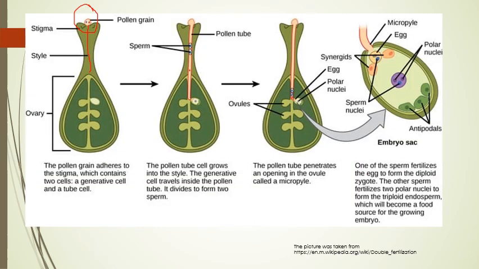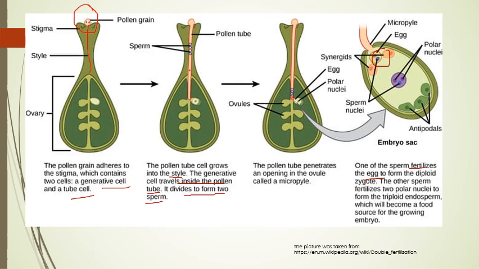The event of double fertilization is much different from that of a simple fertilization. In double fertilization, after the pollen is deposited onto the stigma, it must germinate and grow through the style to reach the ovule. The pollen contains two cells, one generative cell and one tube cell. The tube cell grows into the style and the generative cell travels inside the pollen tube, and you can see that it divides to form two sperms. When the pollen tube penetrates an opening in the ovule called the micropyle, one sperm fertilizes the egg to form a diploid zygote.